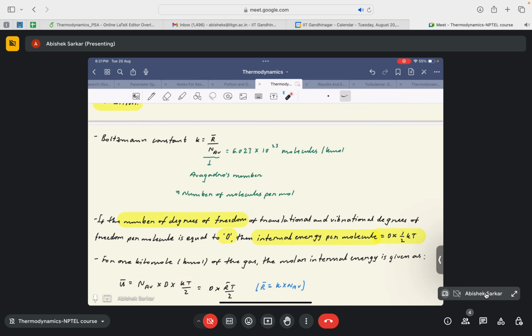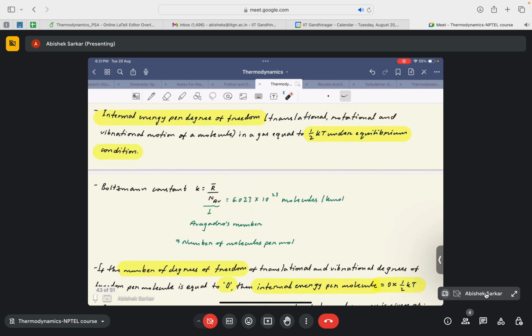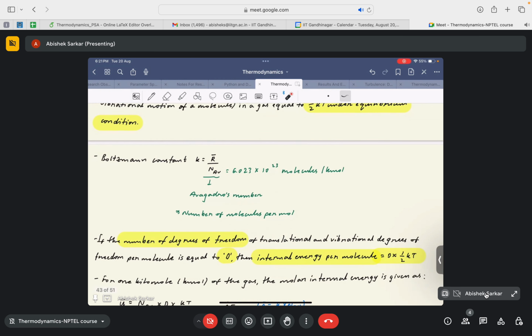Okay, where half kT was the internal energy per degree of freedom, and D is the number of degrees of freedom. So the total internal energy will be equal to the product of the total degrees of freedom times the internal energy per degree of freedom. So the total internal energy will be given by D into half kT.